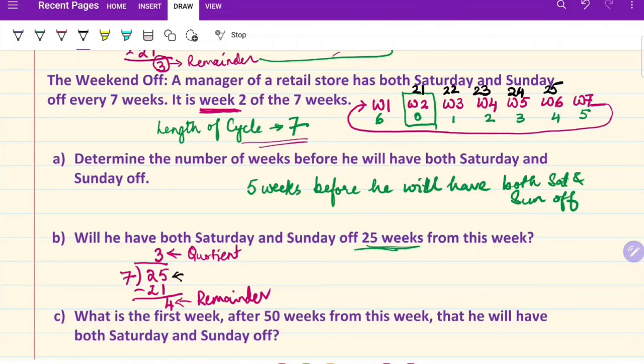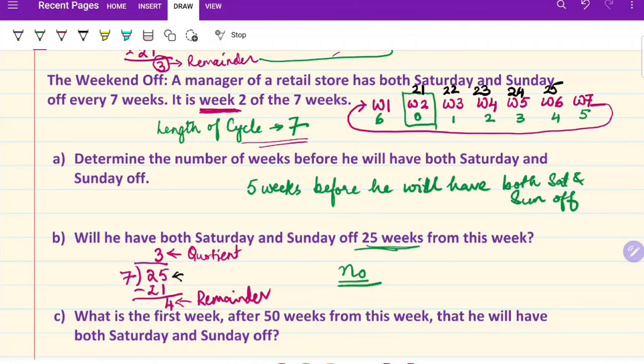So the answer to this question, will he have both Saturday and Sunday off 25 weeks from this week? No, he won't have it. He still has 1 more week to work. So the simple answer here is no, he will not have both Saturday and Sunday off 25 weeks from this week.